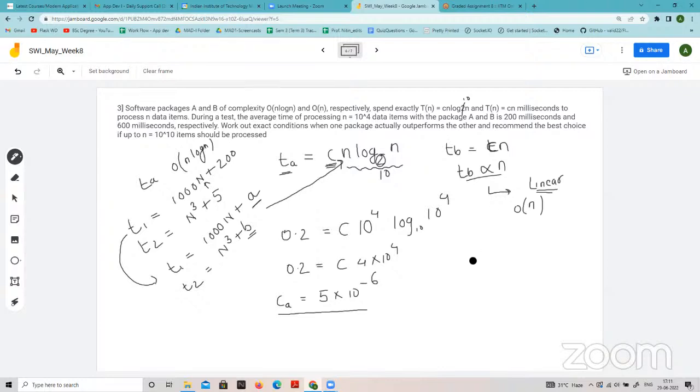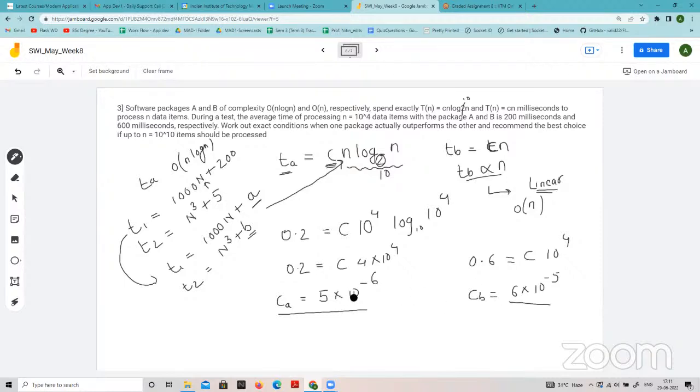Okay, so it is 600 milliseconds, right? So 0.6 is equal to C into 10 raised to power 4 directly. So this gives me C equals 6 into 10 raised to power minus 5. Is it right? Just let me check. Yeah, 6 into 10 raised to power minus 5. And this is CB.